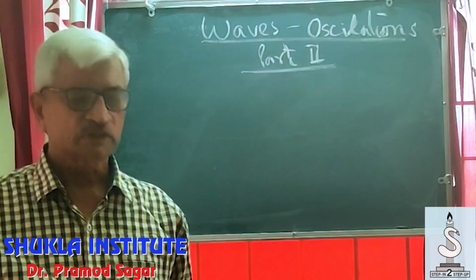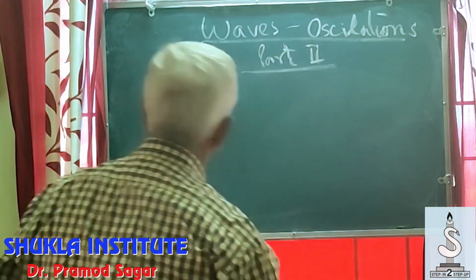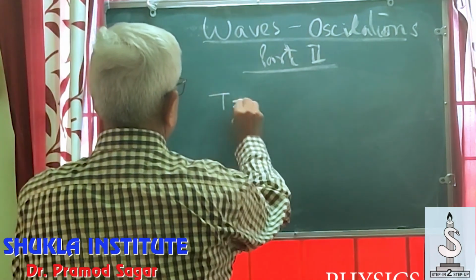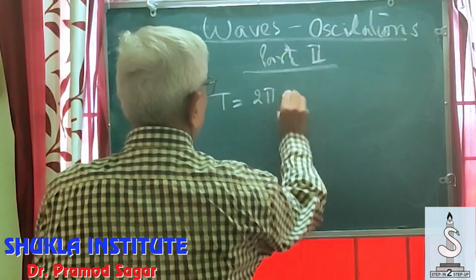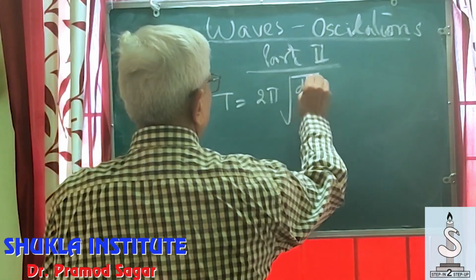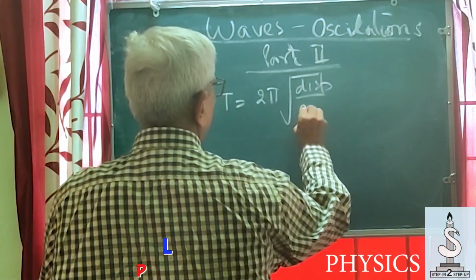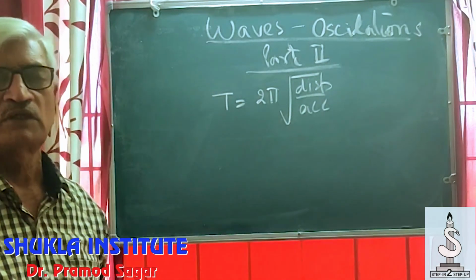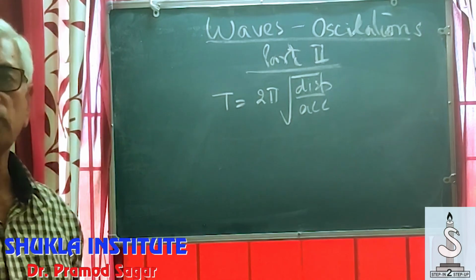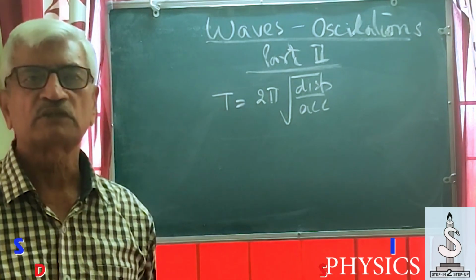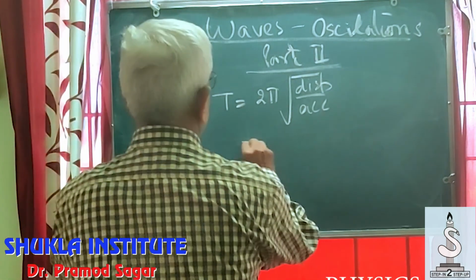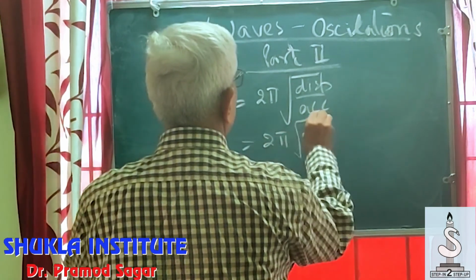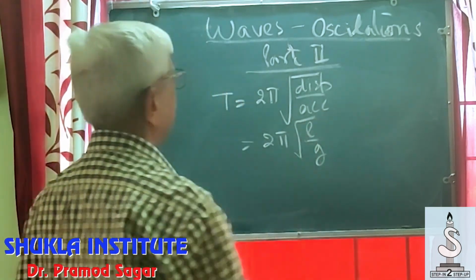We found out that the time period T is equal to 2 pi root displacement upon acceleration. As such, we found that the time period of a simple pendulum T is equal to 2 pi root L by g.